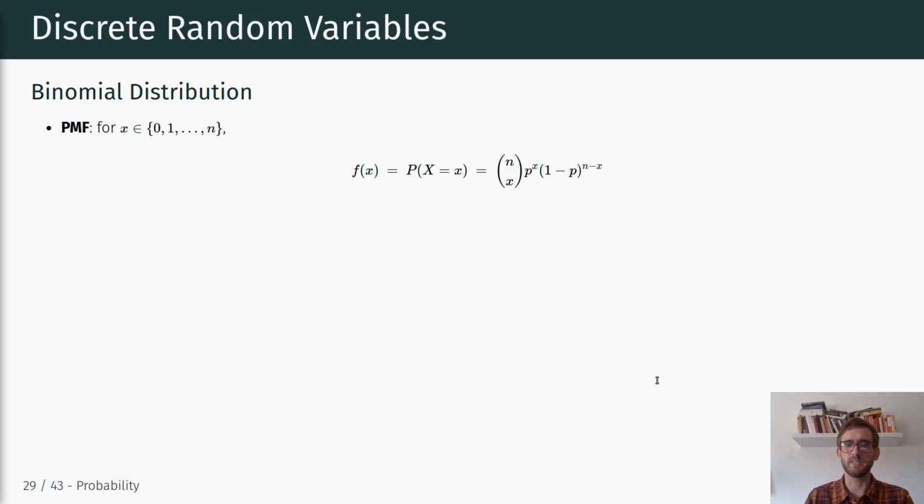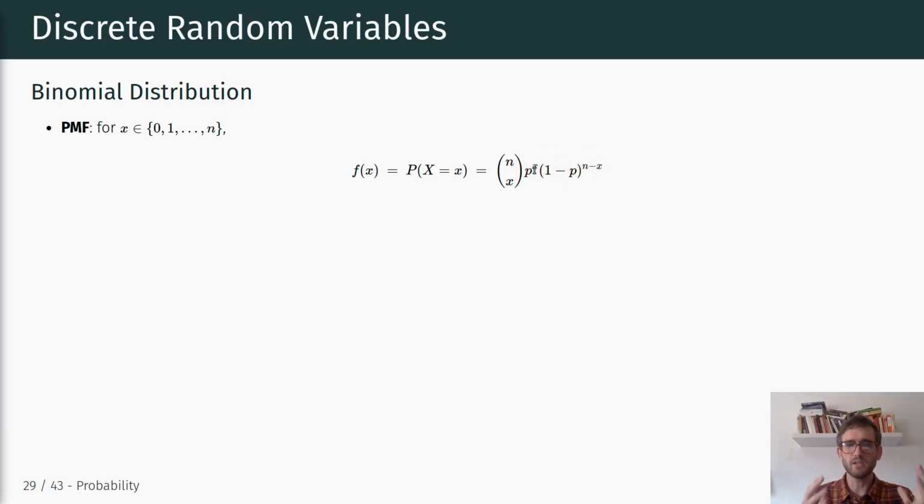So how do we specify the probability mass function? The probability mass function for a binomial distribution is equal to n choose x times p to the power of x times 1 minus p to the power of n minus x, right?